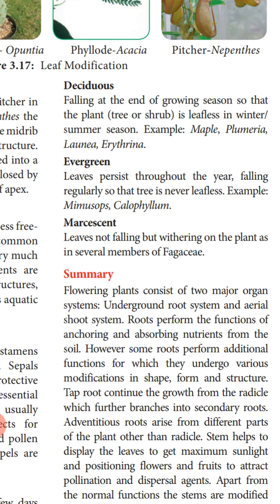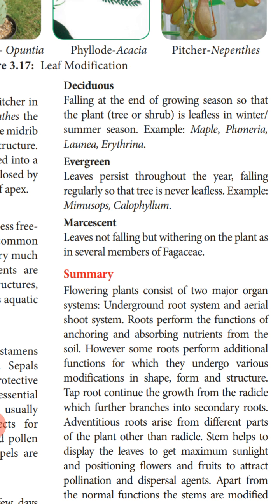Next is the deciduous. Deciduous means falling at the end of the growing season, so that the plant, tree or shrub is leafless in winter or summer season. So here, according to the season, to withstand the winter or the summer season, the leaves will fall down and they will again grow. They are called the deciduous plants.